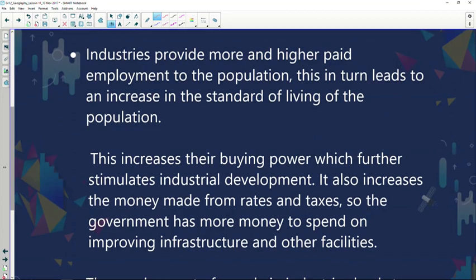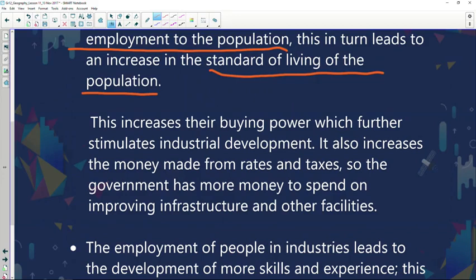Now, as you can see over here, industries provide more and higher paid employment opportunities for the population and increase the standard of living for the population. When I'm talking about standard of living, I mean providing decent services. For instance, providing electricity, providing clean drinking water, and providing good infrastructure such as roads, railway lines and public transport necessities. Furthermore, it increases the money from rates and taxes, very importantly, so the government can spend it on better infrastructure, like I've just mentioned, and other facilities. When I talk about other facilities, that includes schools as well.